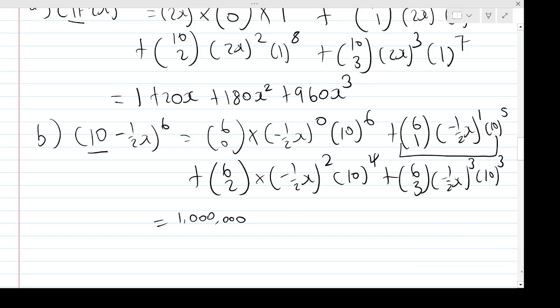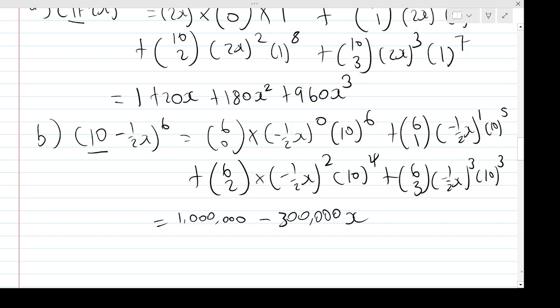Then we have this next term here. Well, firstly, 6 choose 1 is 6. Then minus a half x to the 1, that's just minus a half. So times that by minus a half. So 6 times minus a half is minus 3. Then we times by 10 to the 5. So that will give me minus 300,000. Then that'd be a power of, that's just x, right? x to the power 1, just x.